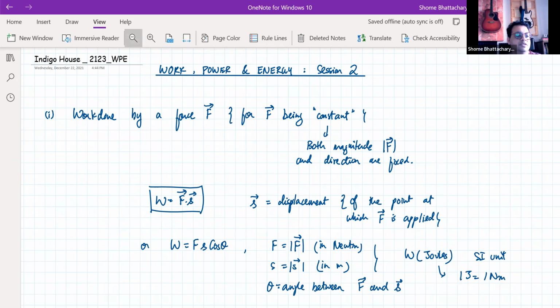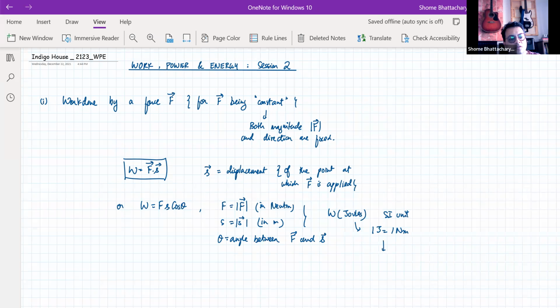So this was the first definition we saw last time. Also, erg is the CGS unit of work. So 1 erg is equal to 1 dyne centimeter, which is the same thing as 10 raised to the power minus 5 joules. So that's the relationship between joules and ergs.